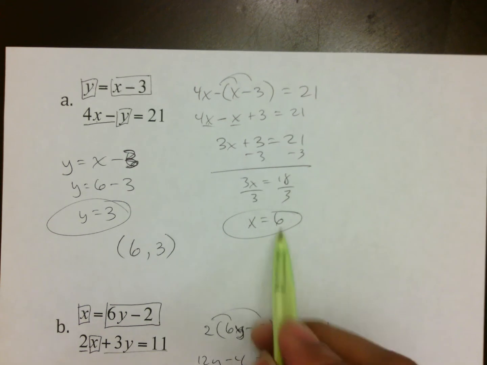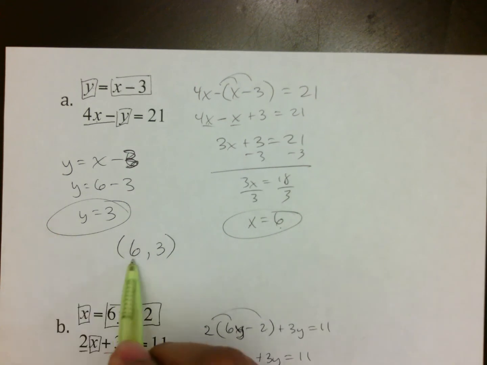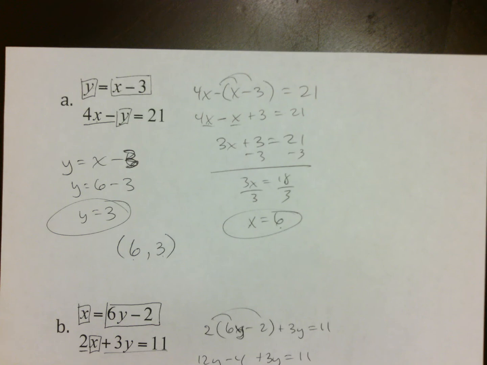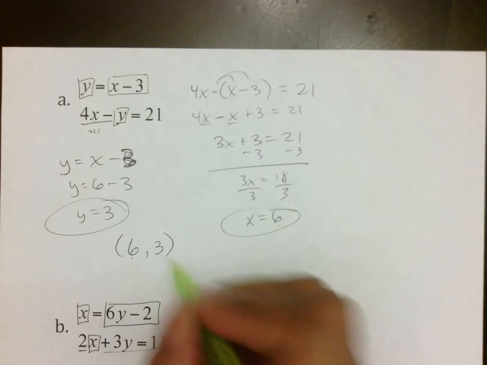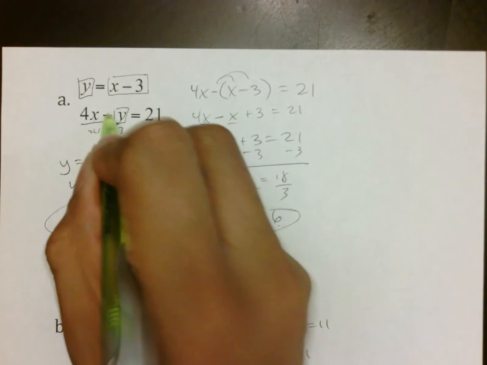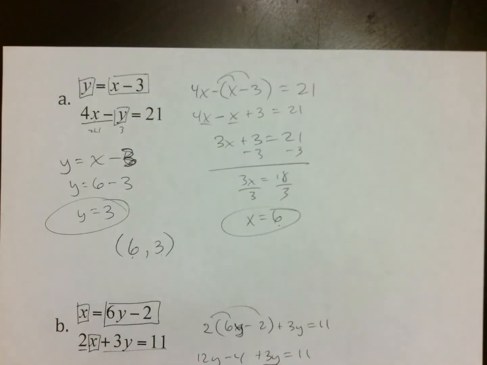And your answer is (6, 3), because remember, x goes first, y goes second. And here is how you can check it. Take your 6, plug it in there, that makes 24. Take your 3, plug it in there, 24 minus 3 is 21. That answer works, and we're good to go.